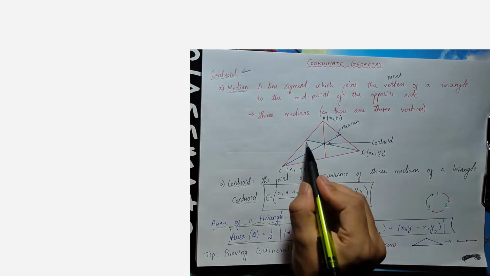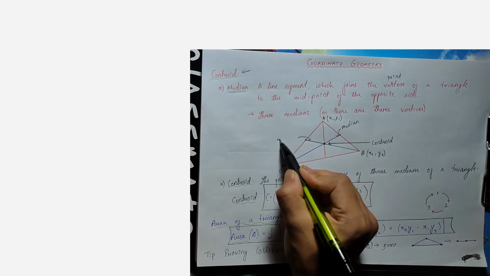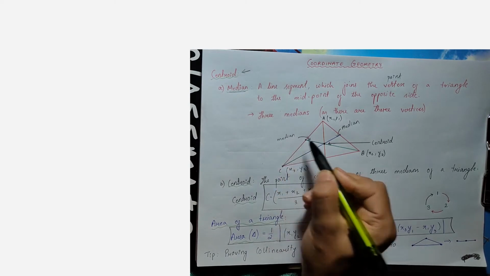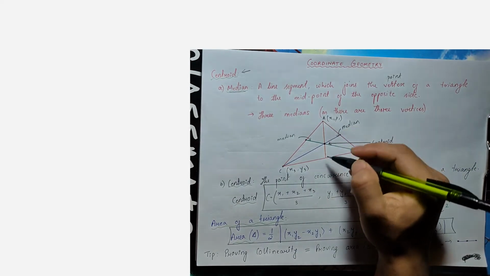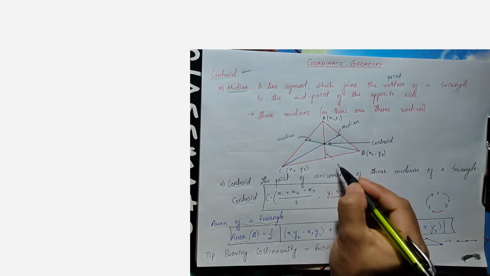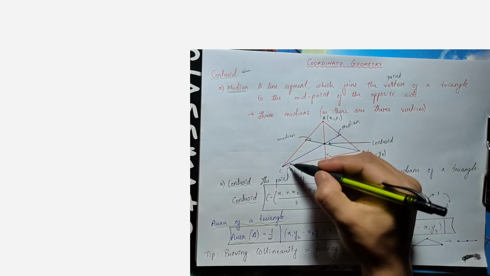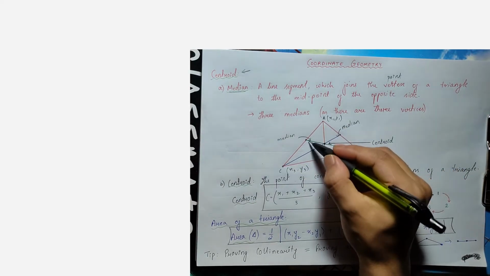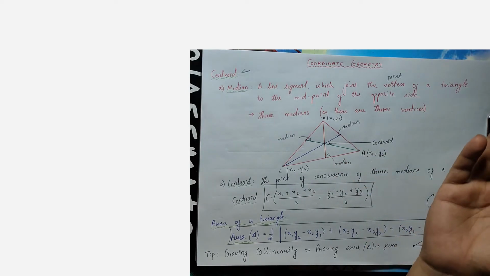Similarly, for B, this is the opposite side and this is the midpoint, so this becomes our median. And for A, this is our point and this is our midpoint, so this becomes our median. Now, we can obviously see that a triangle will have 3 medians as it has 3 points.